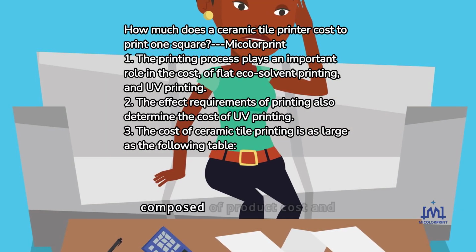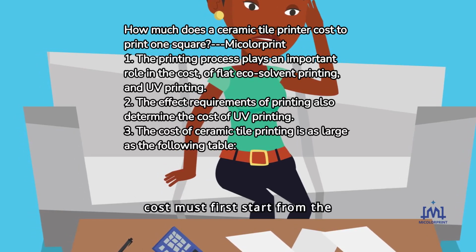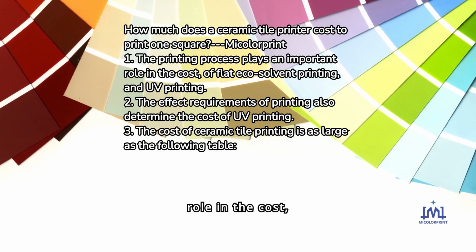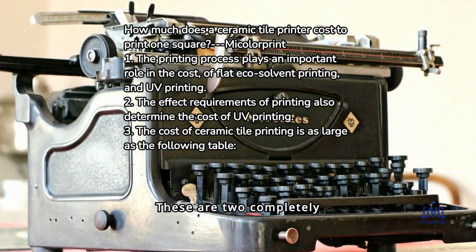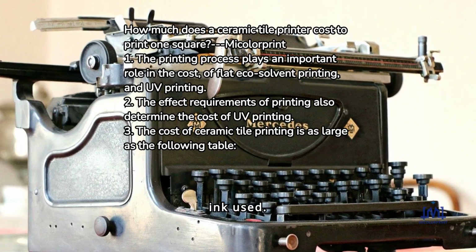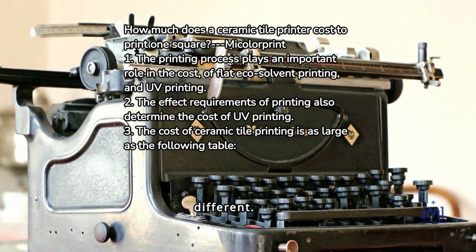It is mainly composed of product cost and production cost, and the real cost must first start from the process. 1. The printing process plays an important role in the cost: flat eco-solvent printing and UV printing. These are two completely different printing processes with different results and different amounts of ink used. The cost of UV printing with different inks is directly different.